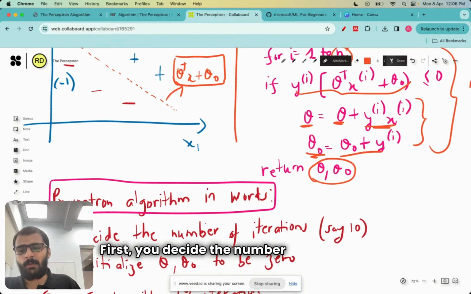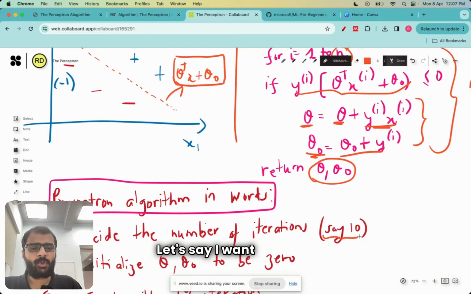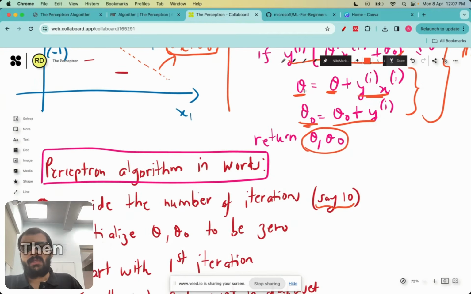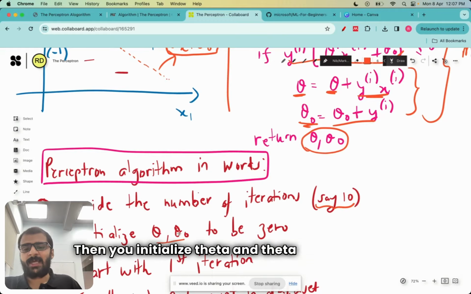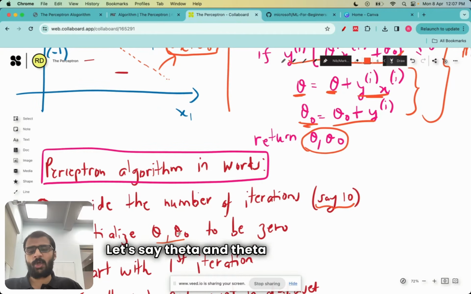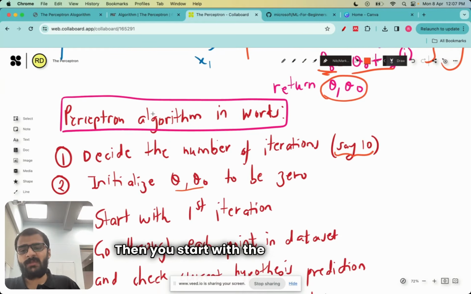First, you decide the number of iterations. Let's say I want to do 10 iterations, which is this capital T. Then you initialize theta and theta naught to 0. That's your first hypothesis. Let's say theta and theta naught is 0. Then you start with the first iteration.